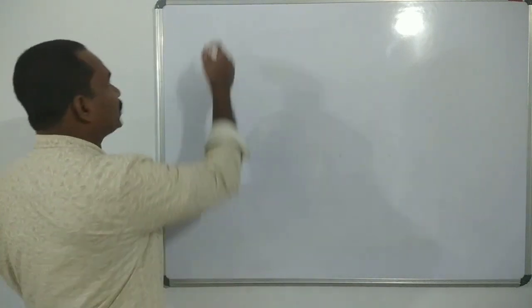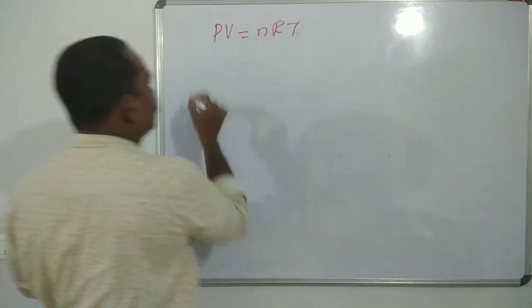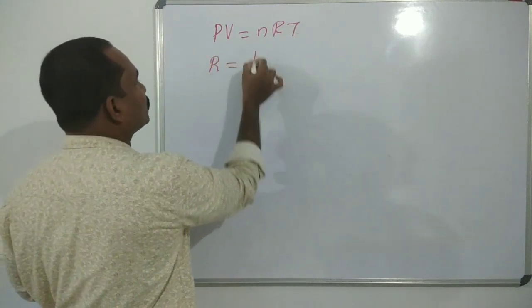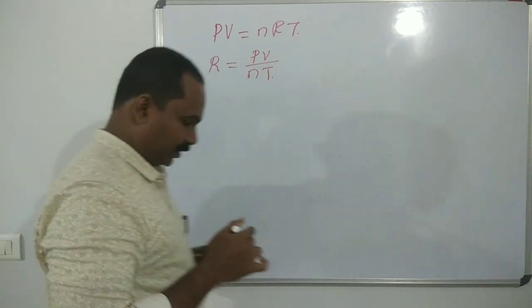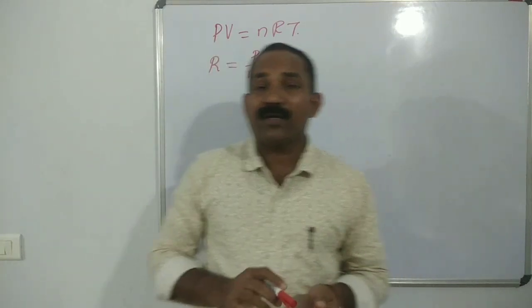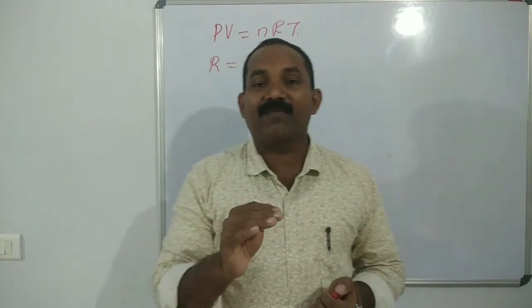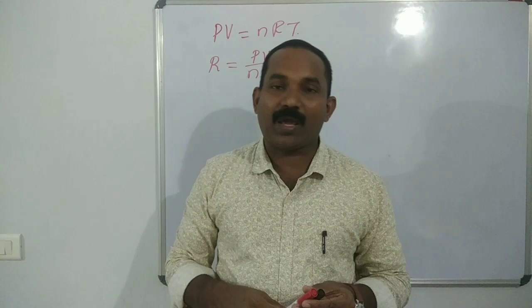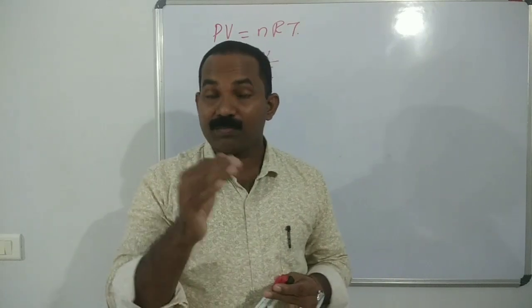Let's discuss the values of R. We know that PV is equal to nRT. What is R? R is equal to PV divided by nT. So R represents work done per Kelvin per mole. What does R represent? Work done per Kelvin per mole.